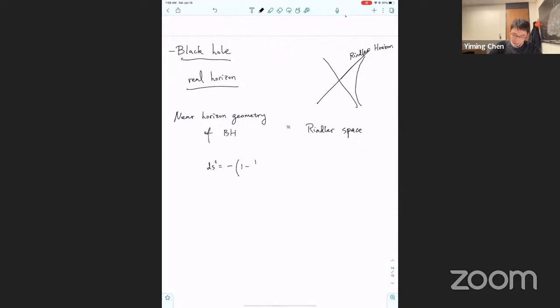Let's just consider the Schwarzschild black hole metric, which takes this form. So you have a two-sphere, and the idea is that we want to look at the near horizon geometry. So we expand around the horizon, around r equals r_s, the Schwarzschild radius, and only keep the leading order in the difference r minus r_s.